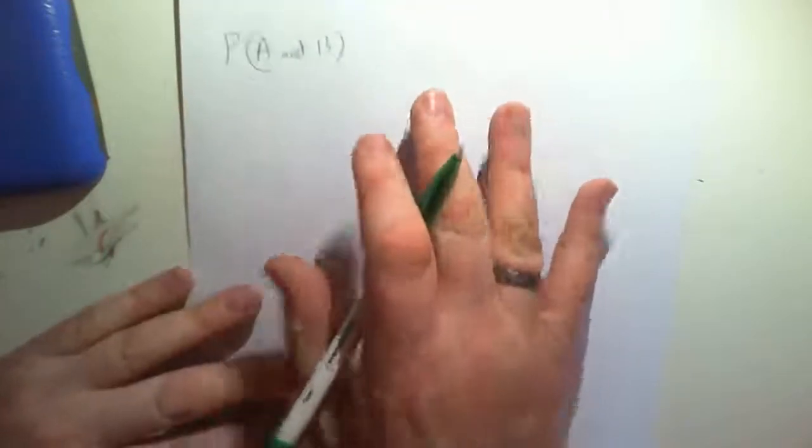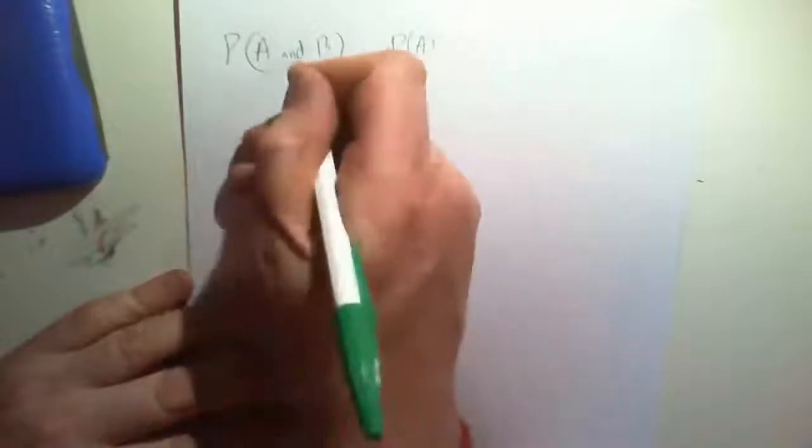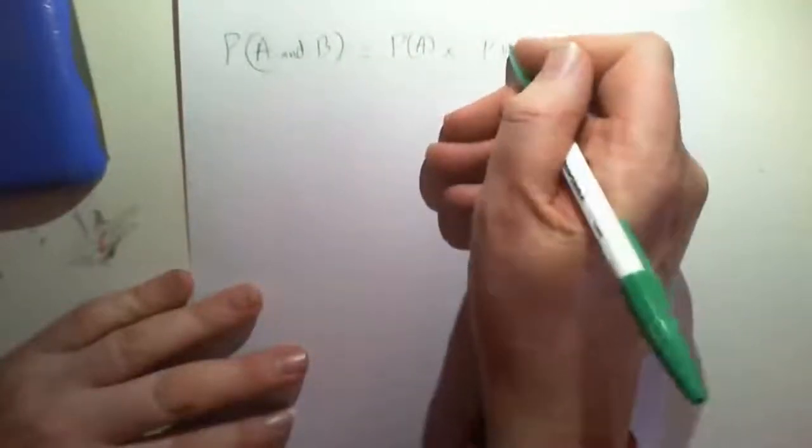Right, so what we're going on to now is this idea of independent events. This is what's called the AND law. The probability of A and B, if you remember from the last video, where it was the probability of A or B. The probability of A and B is equal to the probability of A, and means multiply, by the probability of B. So it's a lot simpler.